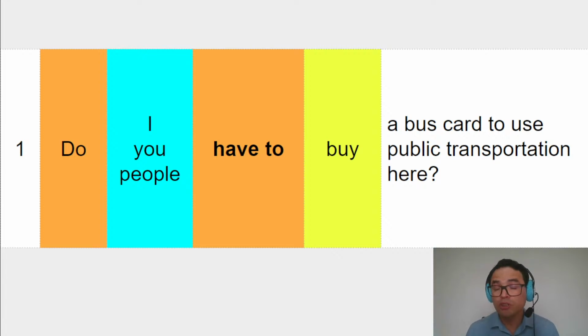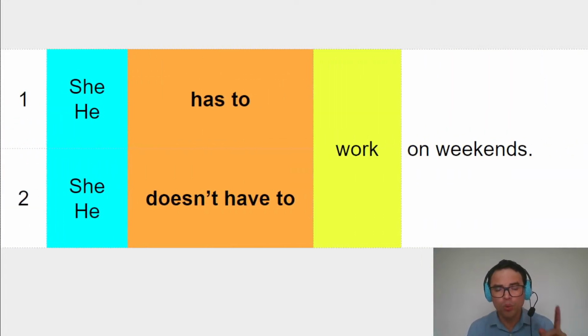So you ask questions like this if you want to make sure that something is necessary to do, right? Nice. Now, keep this in mind. If the subject is she or he, then you cannot use have to. You have to use has to. You have to conjugate the modal-like expression accordingly, right? So she has to, he has to. She has to work on weekends, he has to work on weekends.